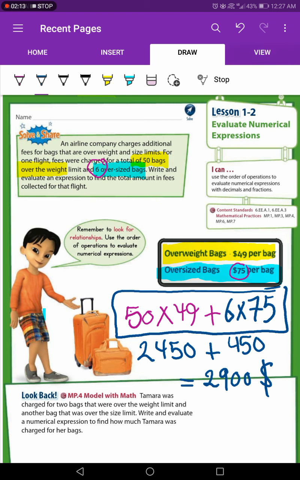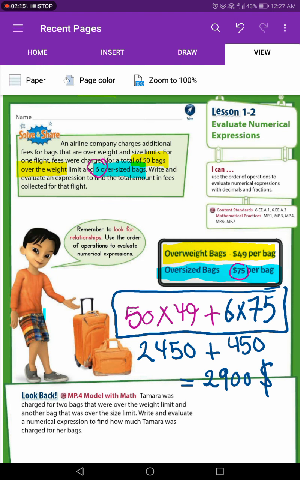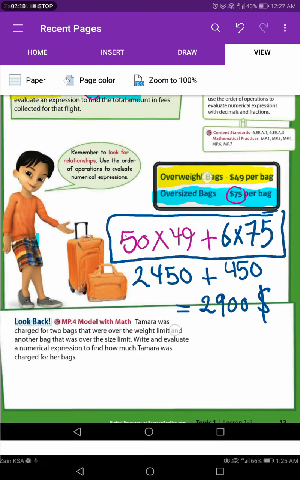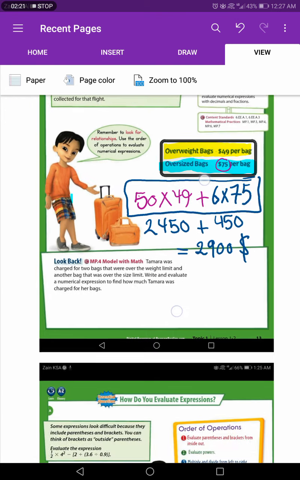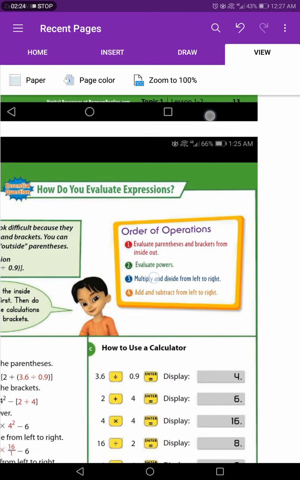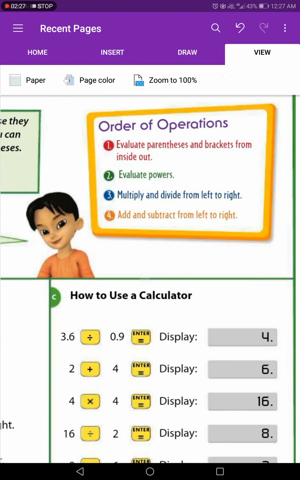Stay with me to learn how to evaluate an expression if it has more than one operation, and Yaman will tell us the order of operations. If I find many operations, which operation must be executed first? Number 1 is evaluate parentheses and brackets from inside out. Number 2 is evaluate powers. Number 3 is multiply and divide from left to right. Number 4 is add and subtract from left to right. Thank you, Yaman.